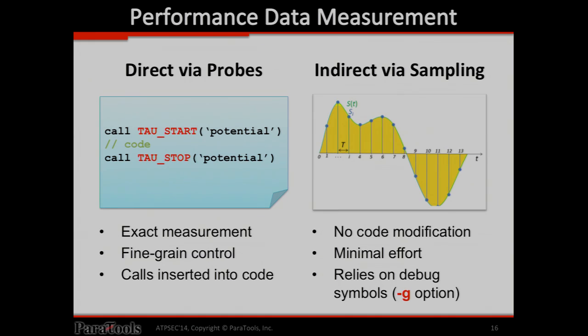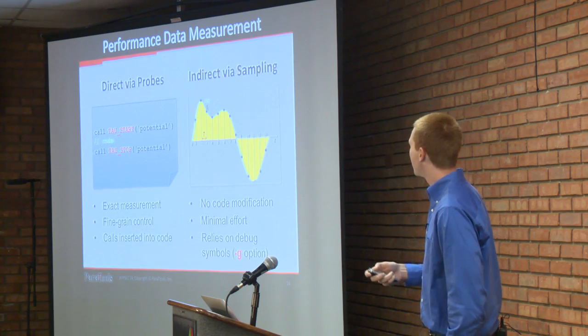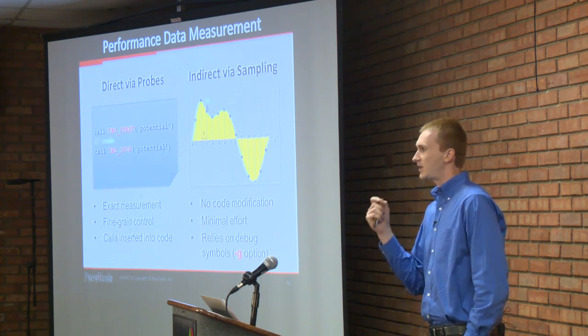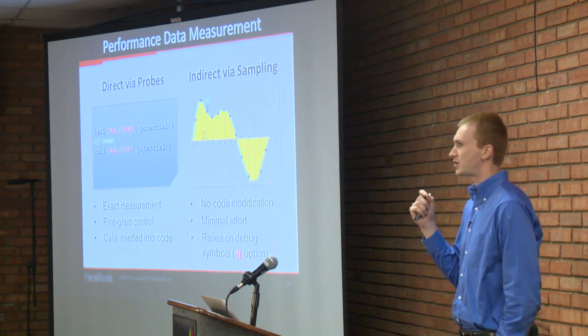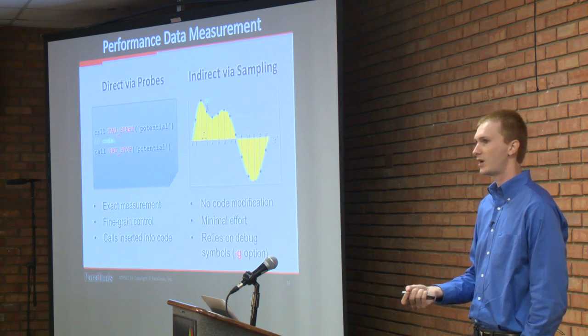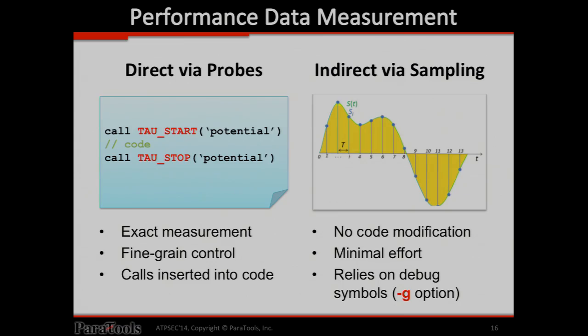The other distinction I need to make is that Tau supports both direct measurement via probes and indirect measurement via sampling, which is what HPC Toolkit uses. Tau supports both simultaneously or either or. The advantage to direct measurement by probes is you get exact measurement. As soon as an event occurs, you measure exactly where the event occurred and what was its impact. This also gives you very fine-grained control on what parts of your application you are interested in.